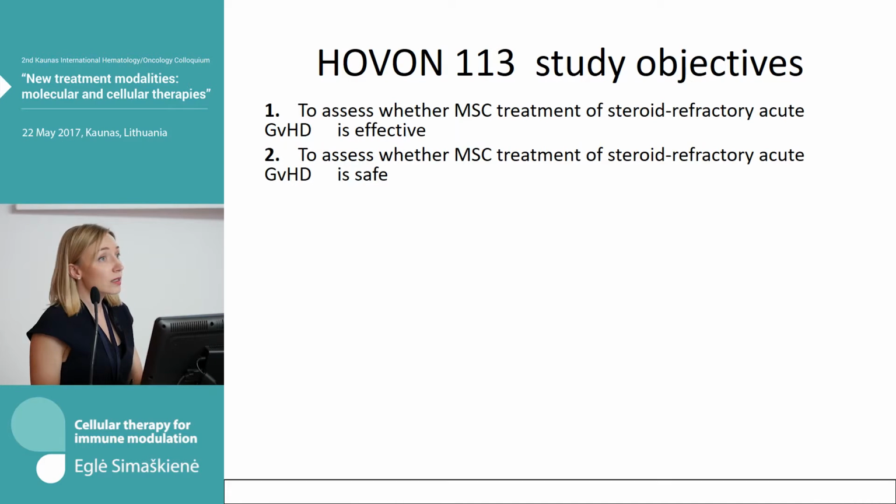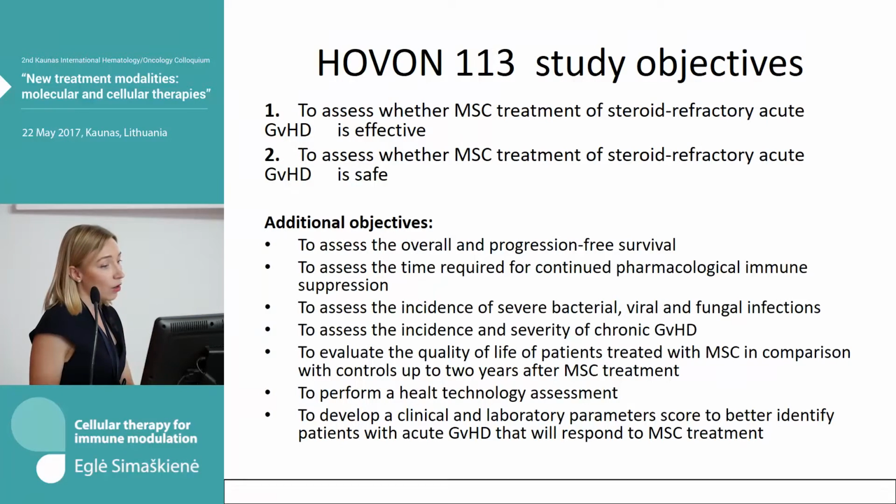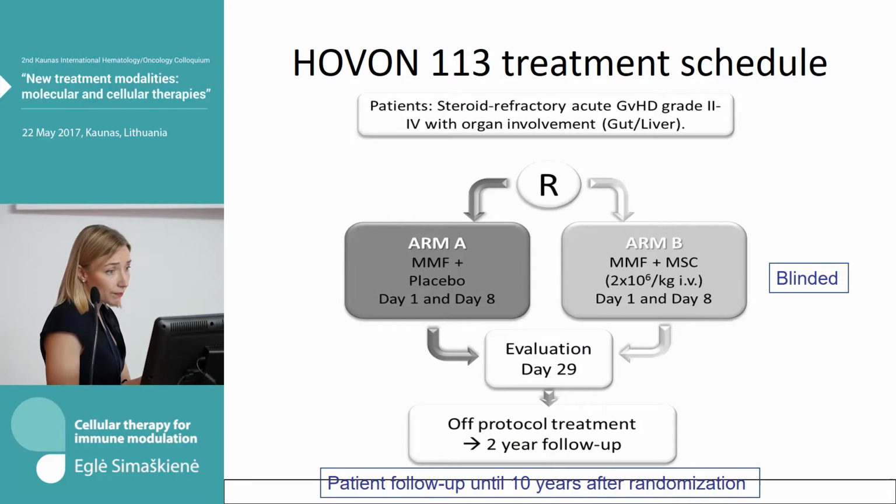So, what were the study objectives? First of all, to assess whether mesenchymal stem cell treatment of steroid-refractory acute GVHD is effective, and to assess whether it is safe. Of course, additional objectives were to assess the overall and progression-free survival, the time required for continued pharmacological immune suppression, the incidence of severe infections, the incidence and severity of chronic GVHD in this group, and many other objective aims.